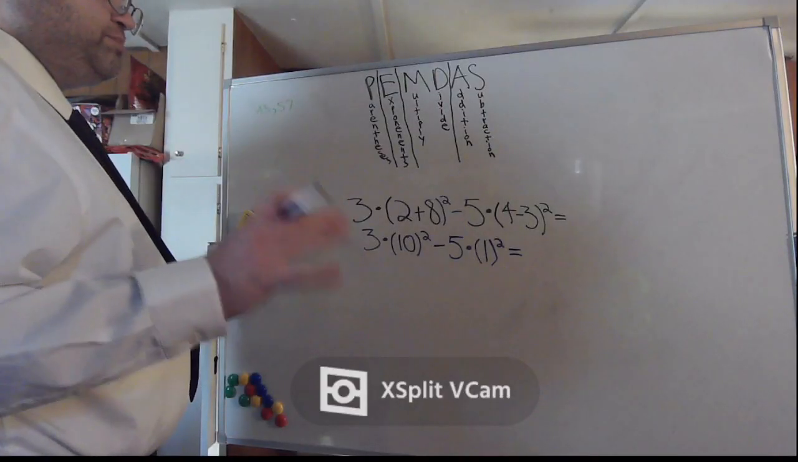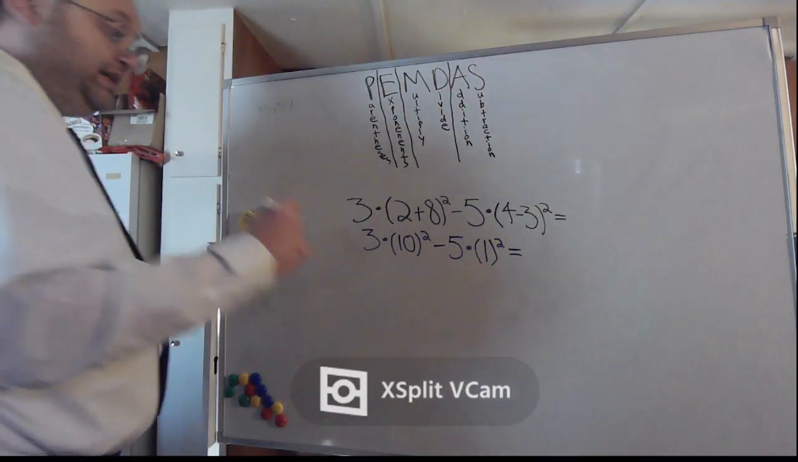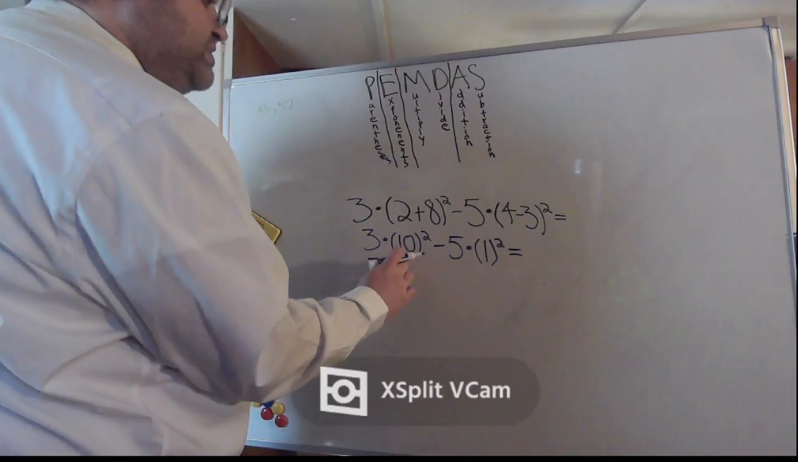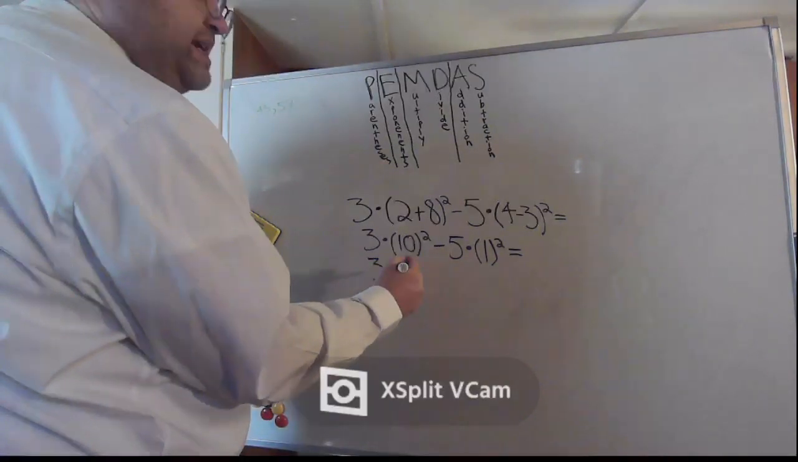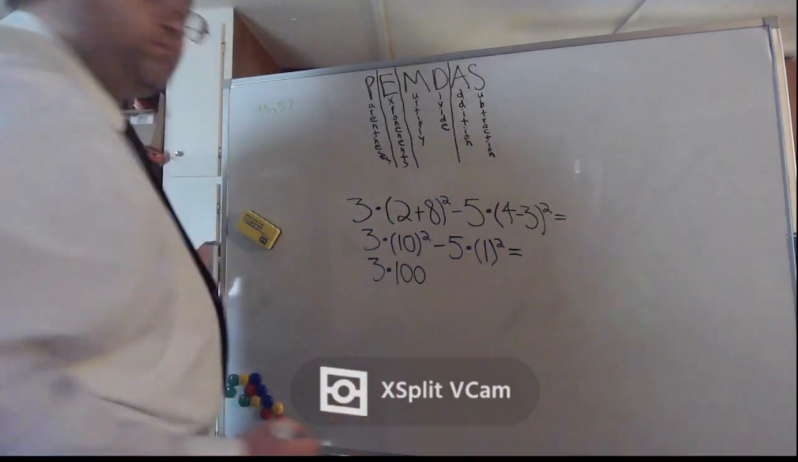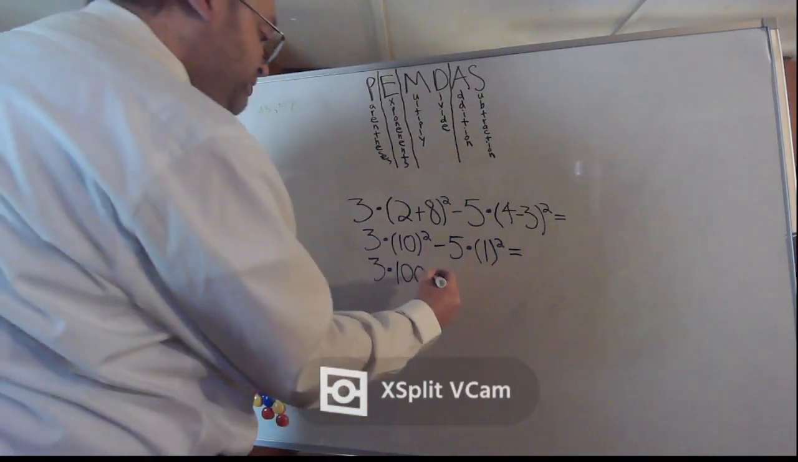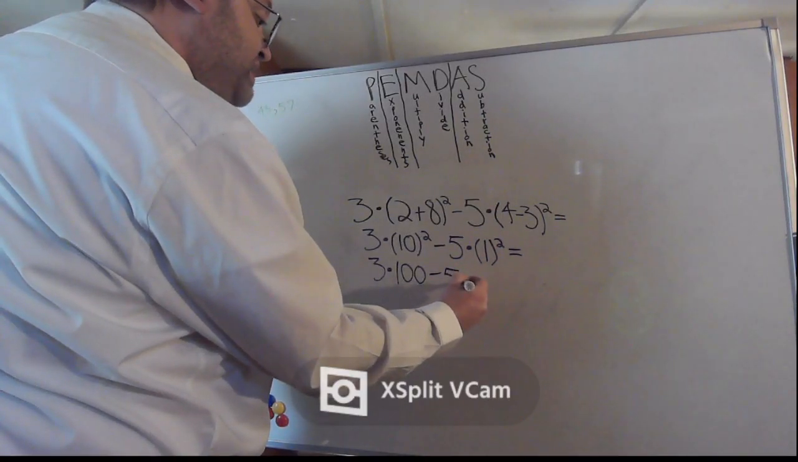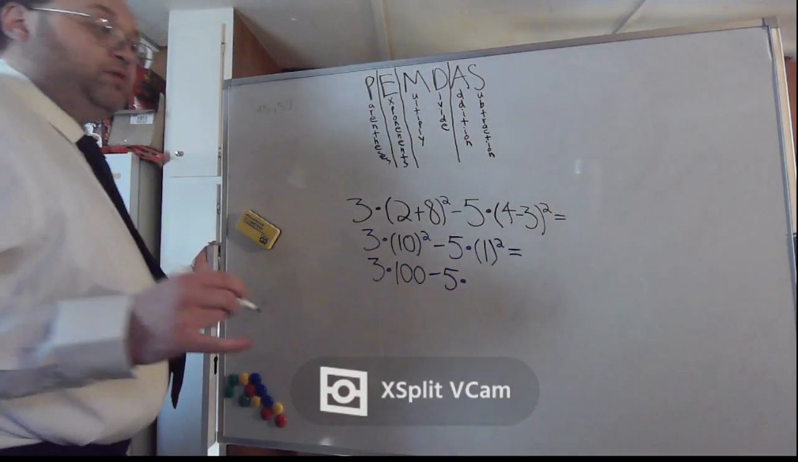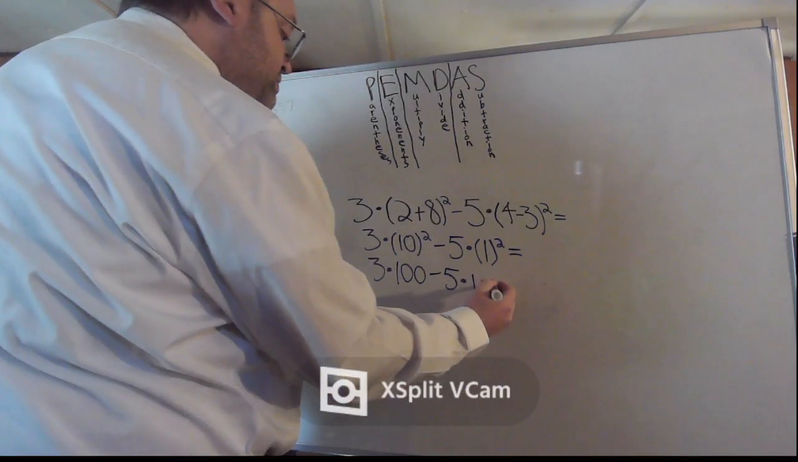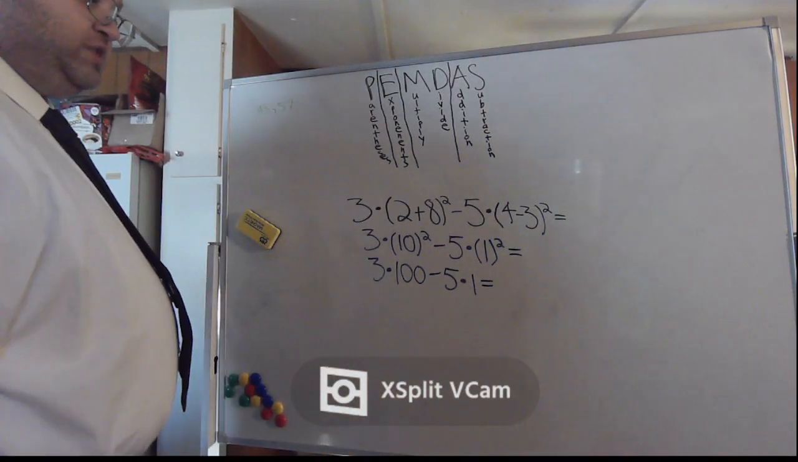Alright, we've addressed our parentheses. Next we need to address the exponents. So you'll have 3 times what is 10 squared? 10 to the second power. That's 10 times 10, which is 100. Then you'll have minus 5 times what is 1 to the second power? Well, 1 to any power is going to be 1. So we reduce this down to multiplication and subtraction.